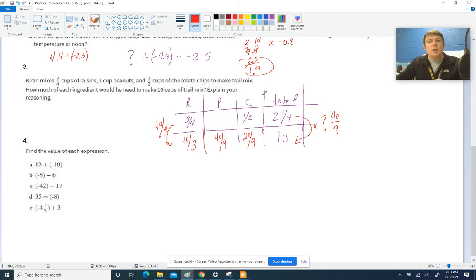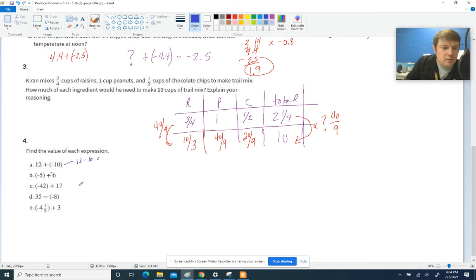All right, so let's go to the last problem, and we are finding the value of each of the expressions. We just have to add and subtract, things that we've been practicing and getting better at. Different signs, so subtract. Positives win. You should be doing 12 minus 10, and positives win.